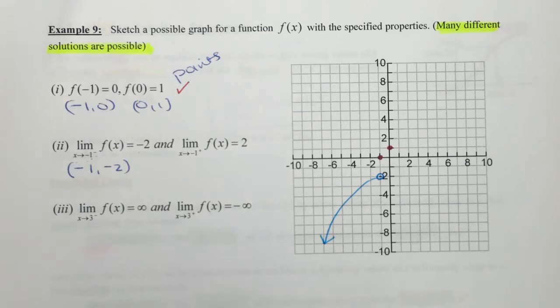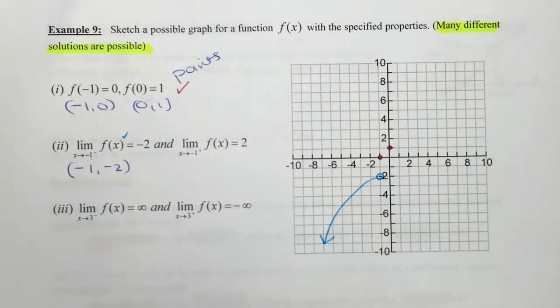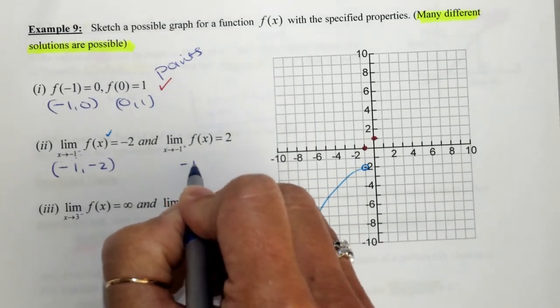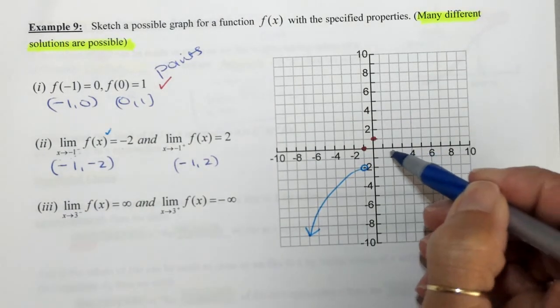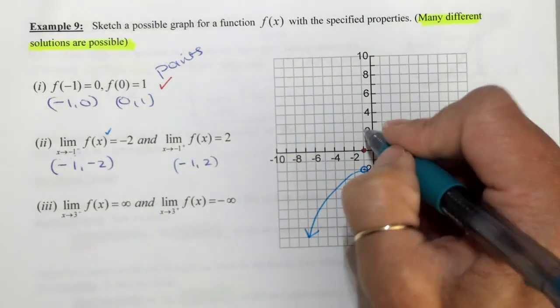Okay, so I did this, but I'm going to go back to it, so I'm just going to give it a little check. Then we've got the limit as x approaches negative 1 from the right is equal to 2. So again, we have another point, negative 1, positive 2. So I go to negative 1, positive 2. Again, we already made this decision. This has to be an open circle, right?